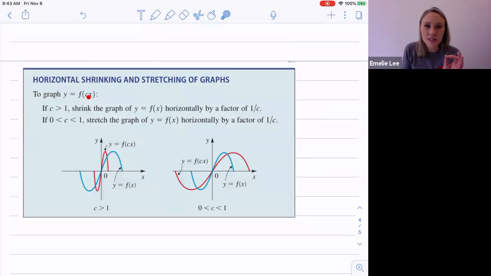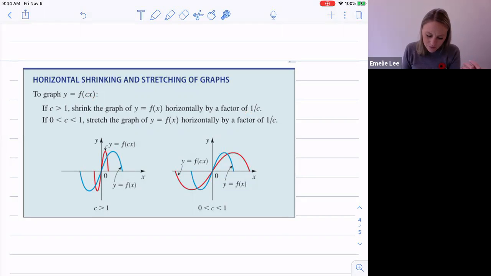So now notice that the c is acting on the x, inside f of x, okay? And this is where it gets a little bit weird, again, because it's horizontal. As soon as it's acting on the x, we need to put a stop on it and say, okay, there's something weird that happens here, and maybe flip back through your notes and make sure you've got it right. So if c is greater than 1, so if I have f of 2x, for example, then we actually shrink the graph horizontally by a factor of 1/c. That's weird, right? But let's just talk about it.